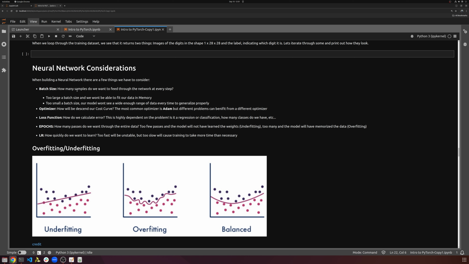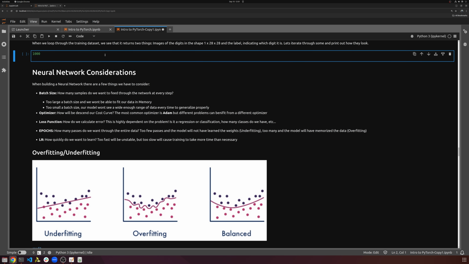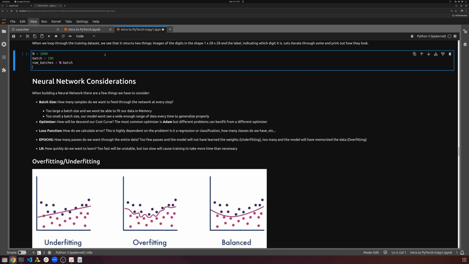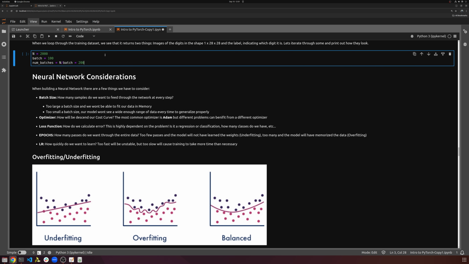And so imagine it this way. If you have 1,000 images and your batch size is 100, that means you have 10 batches, right? So if you have 2,000 images, n is equal to, let's say, 2,000, and batch is 100. That means the number of batches is going to be n divided by batch, which is equal to 200. Or sorry, 20. We have 20 batches.